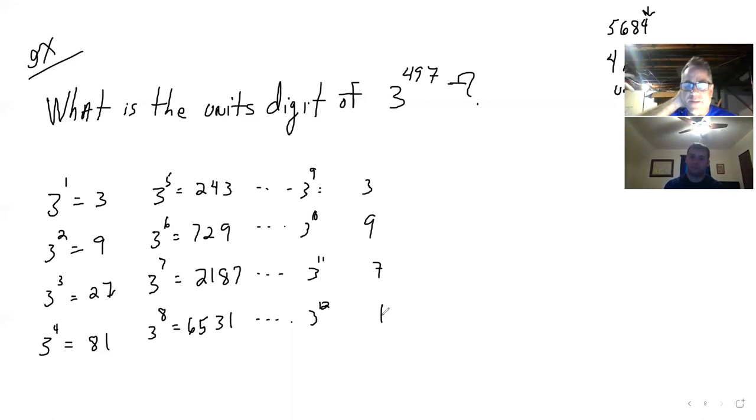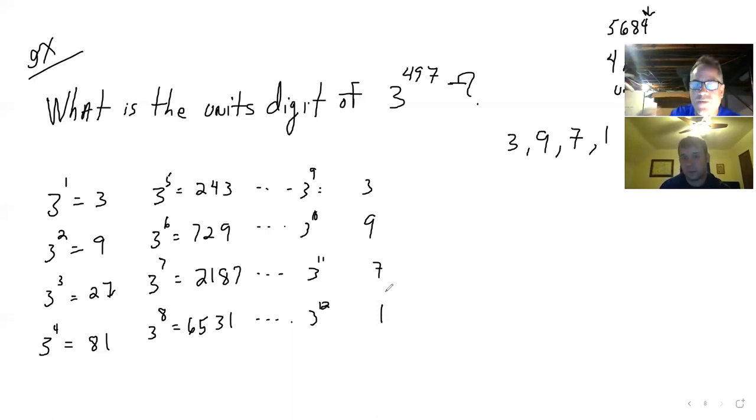So what I've now at least done is whittle it down. I had 10 possibilities because we have 10 digits. I now know the answer is one of these 4: 3, 9, 7, or 1. So 3 to any power, if I multiply it out, will have a one's place of either 3, 9, 7, or 1. And so it's really a question of figuring out what row 3 to the 497 belongs to. Once I figure out what row it goes in, then I've got my answer.